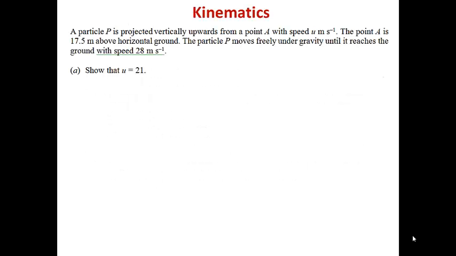We'll start with the kinematics question. The particle P is projected vertically upwards from a point A with speed u meters per second. The point A is 7.5 meters above horizontal ground. The particle P moves freely under gravity until it reaches the ground with speed 28 meters per second. You have to show that u is 21.